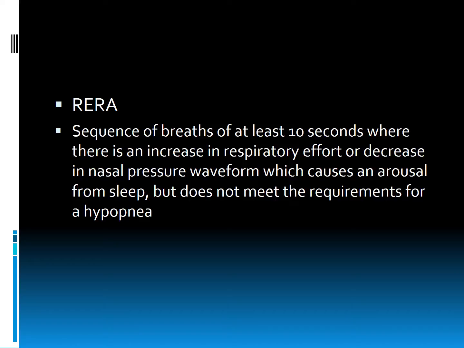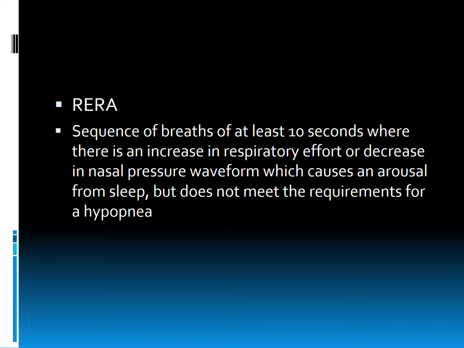It's something going on with their breathing, either increase in respiratory effort or a decrease in their airflow waveform. But there's always an arousal after it. That is one thing that sets it aside from the upper airway resistance. There is definitely a decrease in the airflow with upper airway resistance syndrome, but there isn't always that arousal.